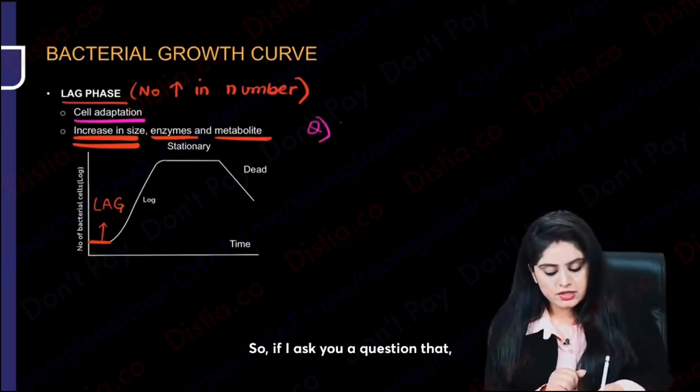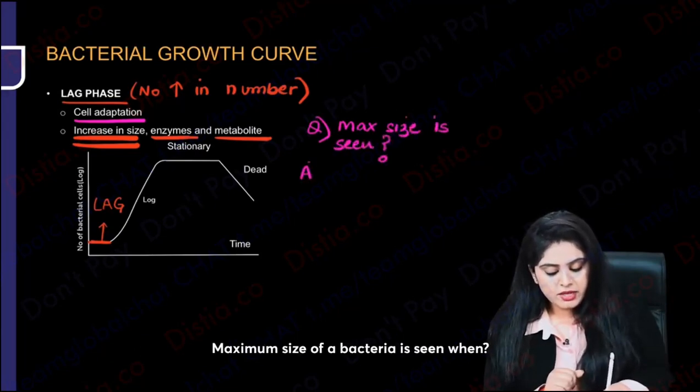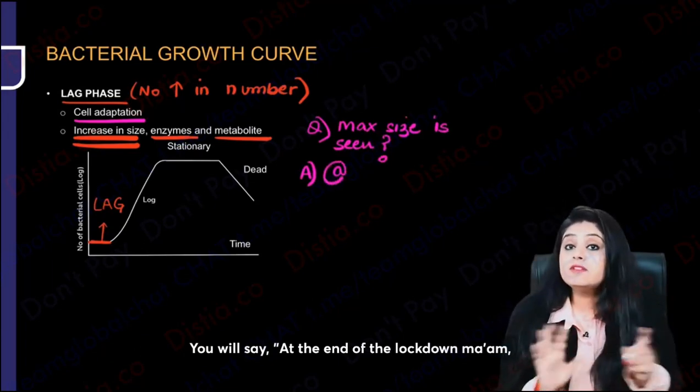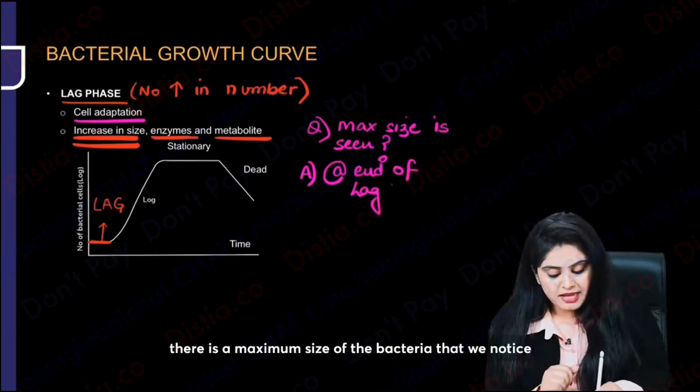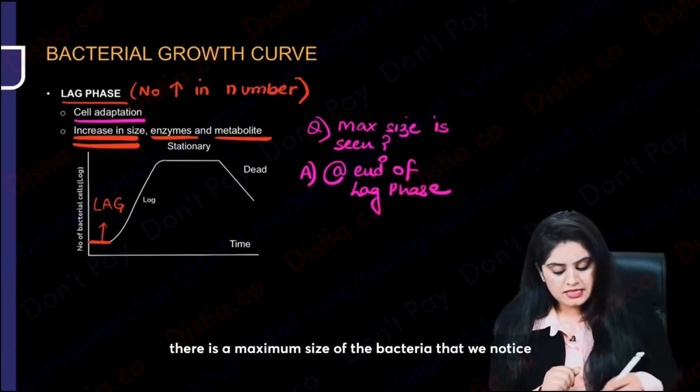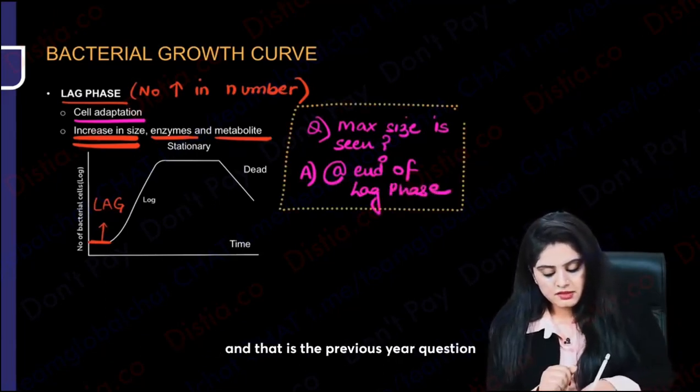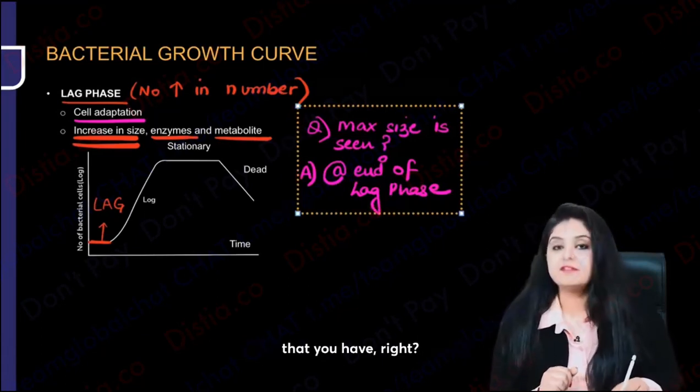So if I ask you a question, maximum size of a bacteria is seen when? You will say at the end of the lockdown, ma'am, we were the fattest. At the end of the lag phase, there is a maximum size of the bacteria that we notice, and that is the previous year question that you have, right?